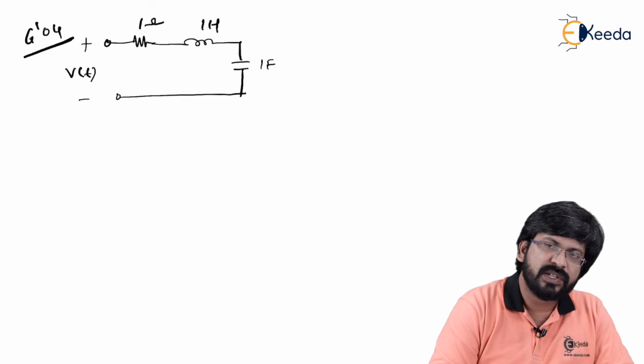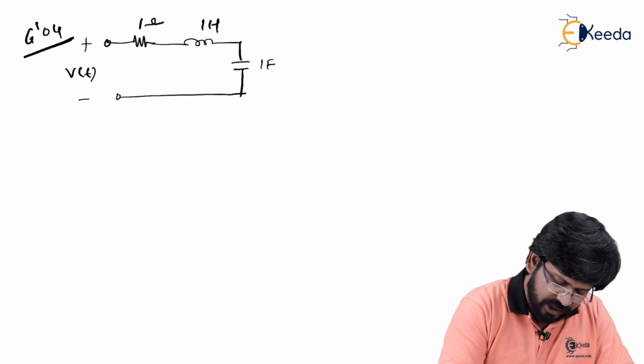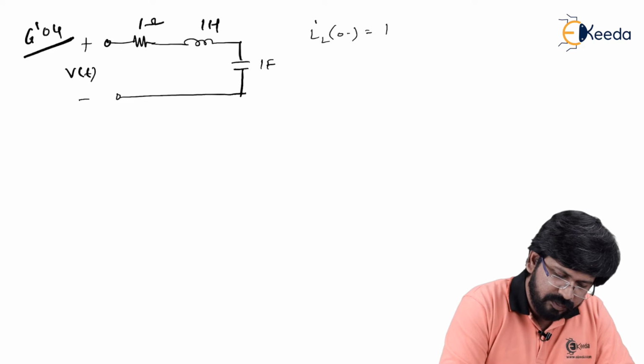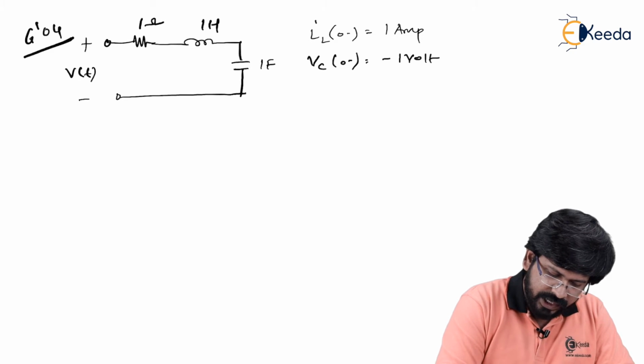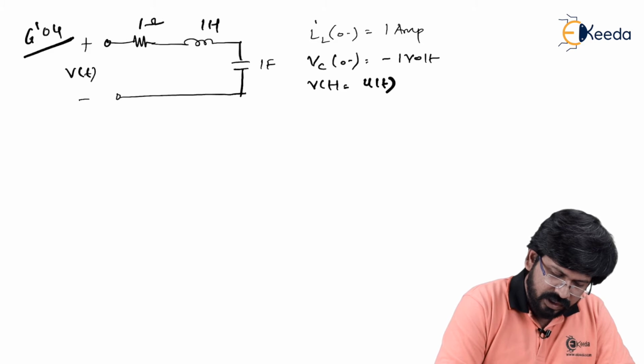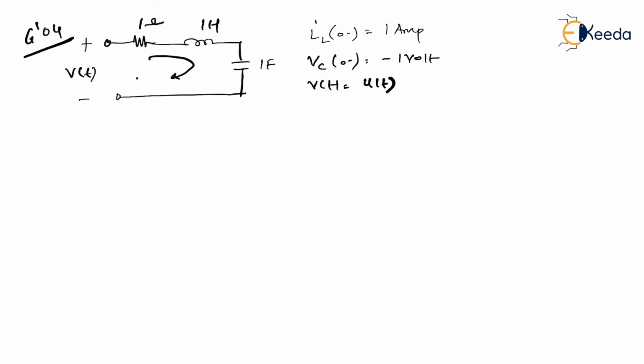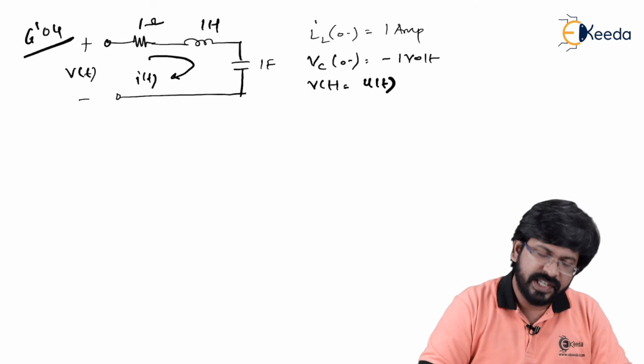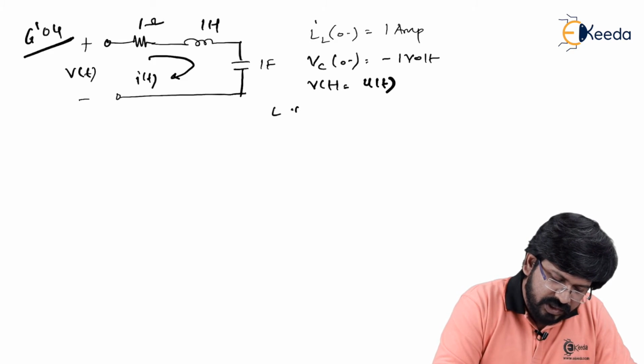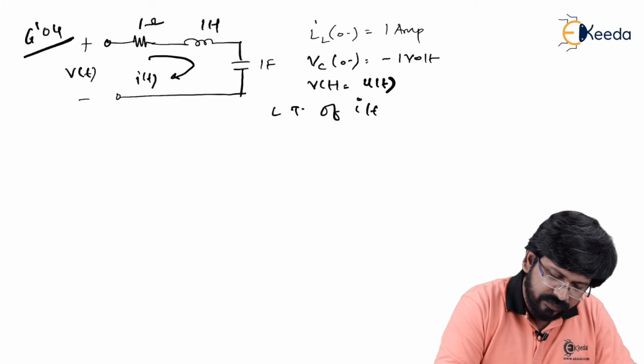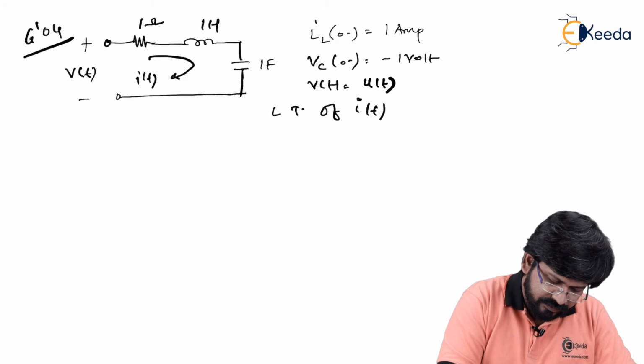Along with this, some information is given about initial conditions: IL of 0 minus is given as 1 ampere. Voltage across the capacitor at 0 minus is given as minus 1 volt, and the value of V of t is simply U of t. In turn, they are asking you the value of I of t, and for this they are asking you the Laplace transformation of I of t.